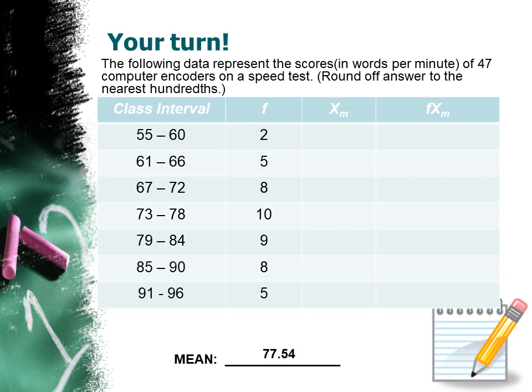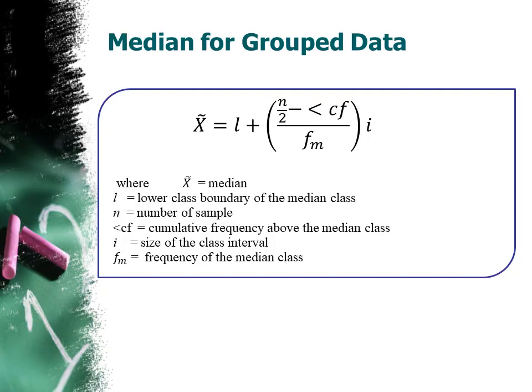So for this problem, the mean is 77.54. I guess it's rounded off to the nearest hundredths. The solution will be your task. That's all about the mean.